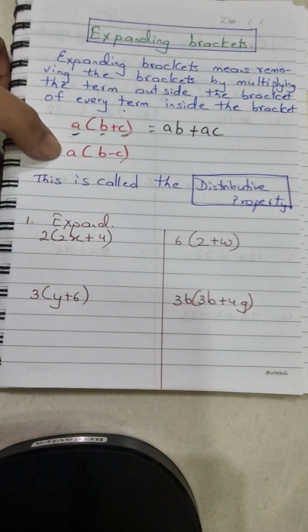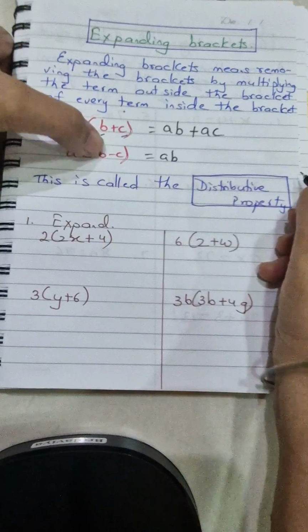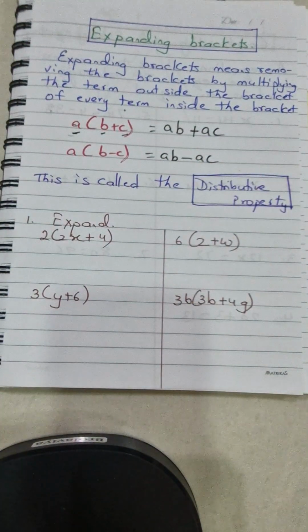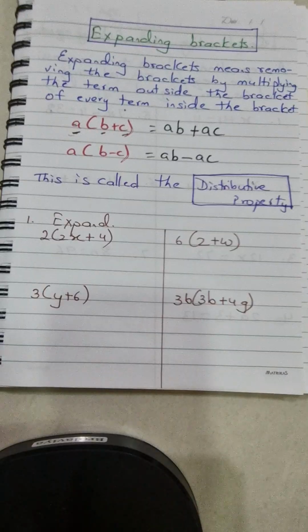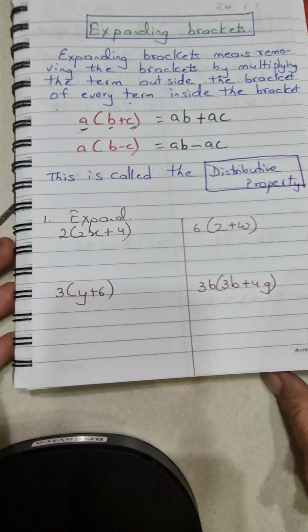We will do the same thing with the negative also. So a times b will give you ab minus ac. This property is called the distributive property. Now let me do some examples with you.